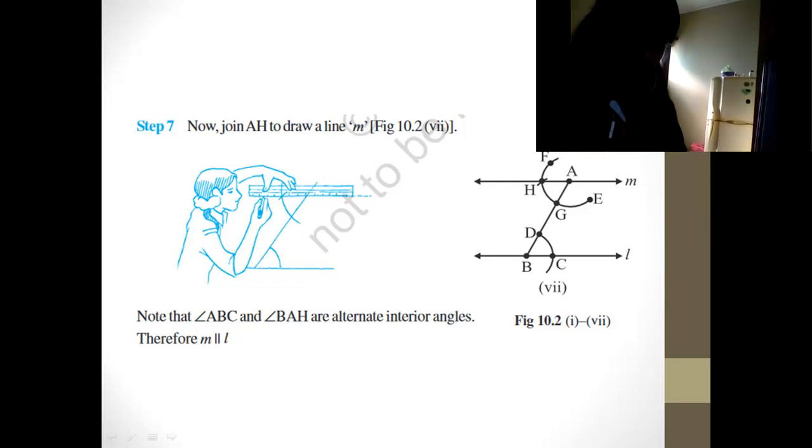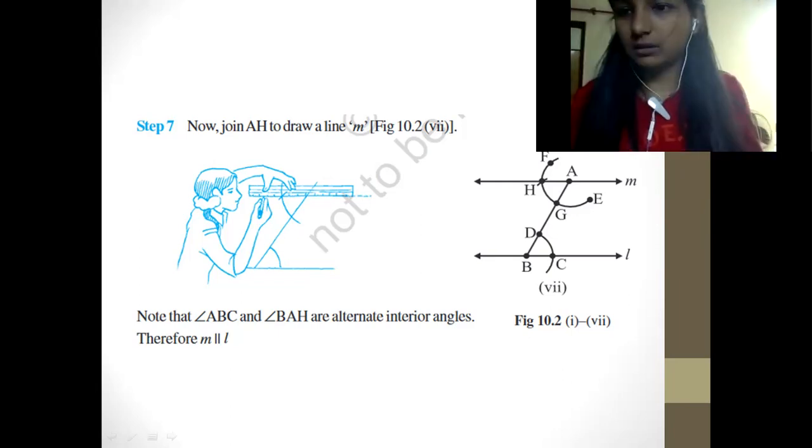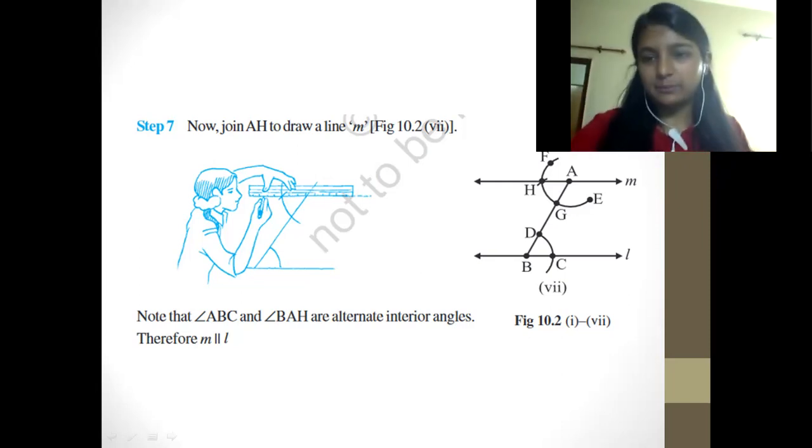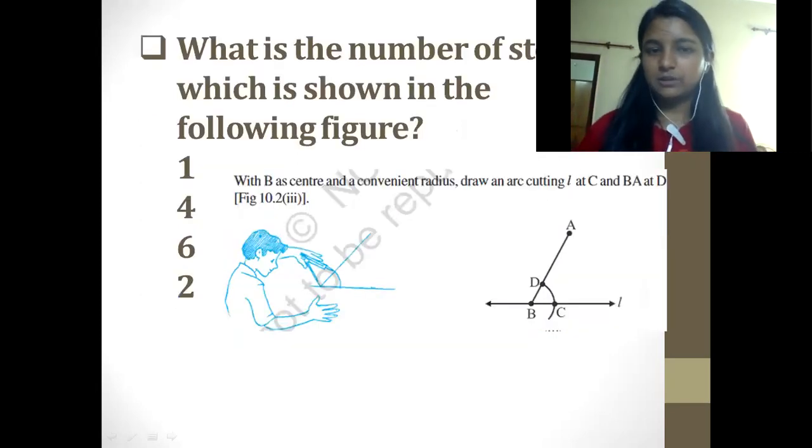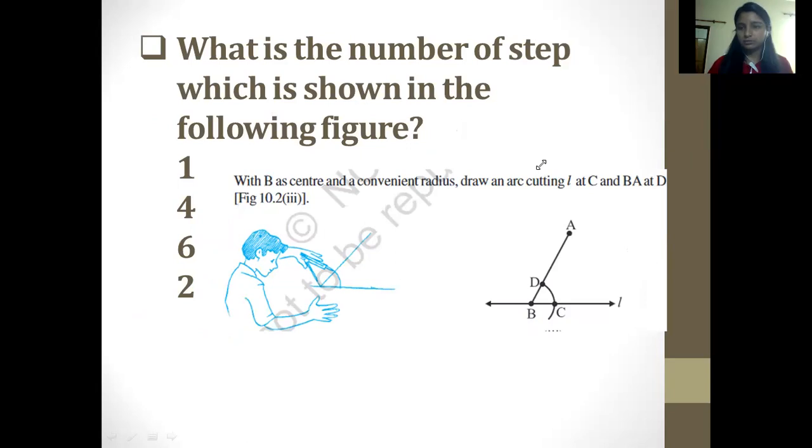Okay, students. So now I hope you can construct the triangle with the help of ruler and compass. Now here's a question in front of you. You have to solve this question. Read the question carefully. What is the number of the step which is shown in the following figure? Is it 1, 4, 6 or 2? What do you think?